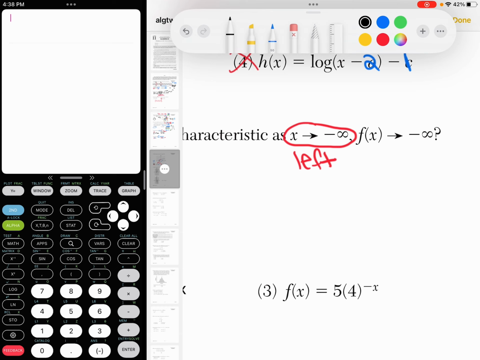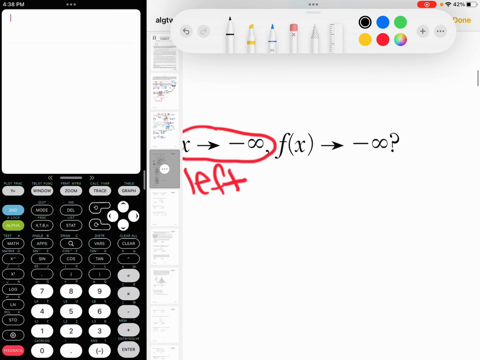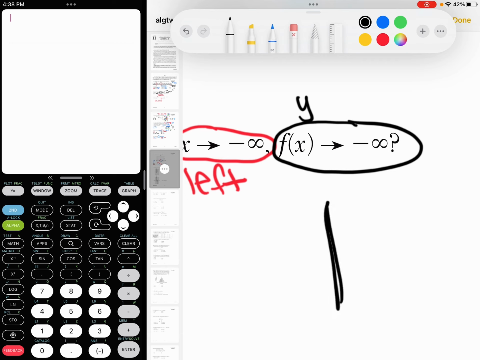So it's basically saying as the graph is going to the left, and now I need to read this one. F of x means y, and it's saying that y is going to negative infinity. Now, y is an up and down change. If y is going to negative infinity, that means that y is going in the downward direction.